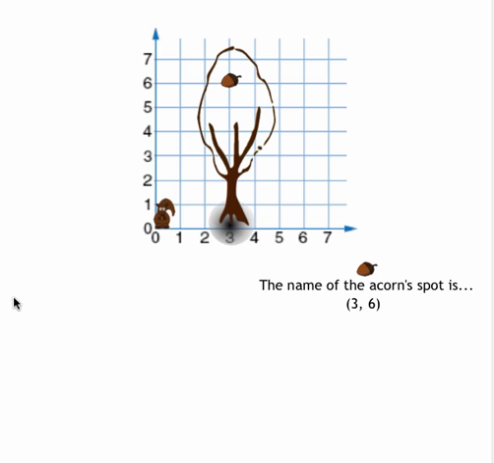Okay, Mrs. Gonzalez, how about this one? How would we get to this one? Well, it says the name of the acorn spot is (3, 6). So, parentheses means you do what's inside them first, and the first thing I need to do with (3, 6) is walk over to the tree. So I need to go over 3. So, Mr. Nutty, move 3 spaces: 1, 2, 3. Okay, he moved over 3, and now what? Now I look at the second number in my parentheses, and that tells me to climb up the tree. I need to go up 6 spaces.